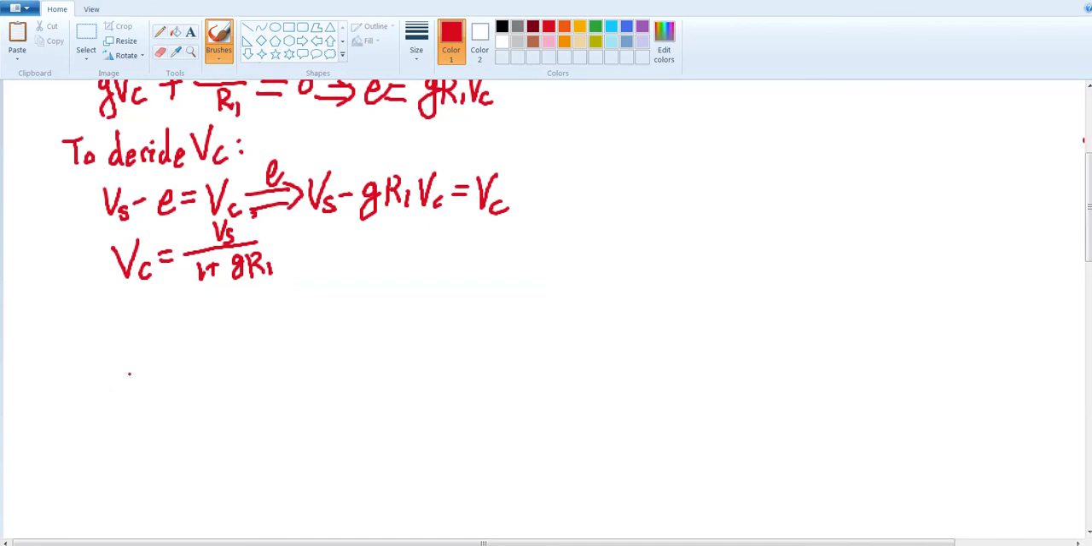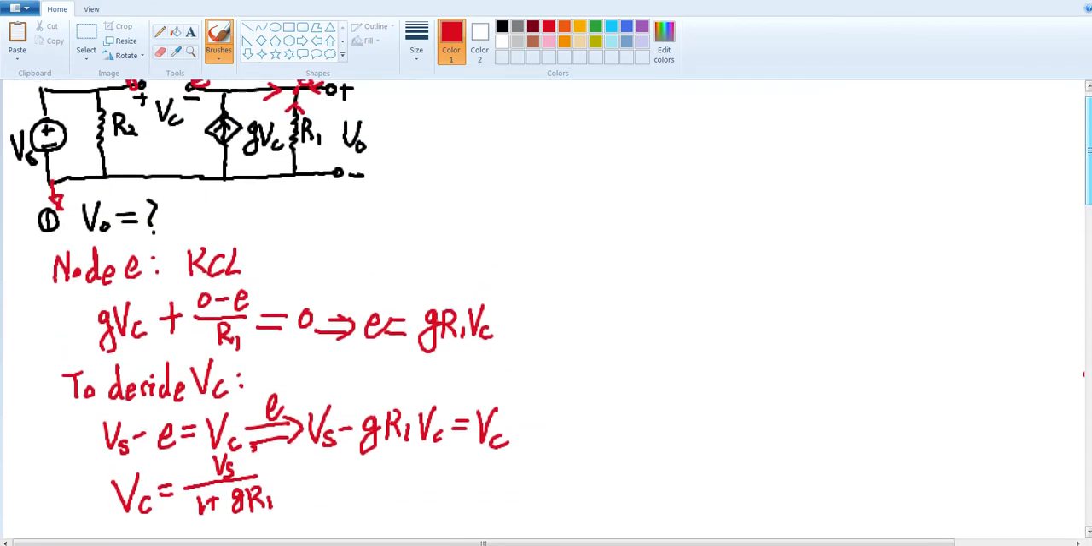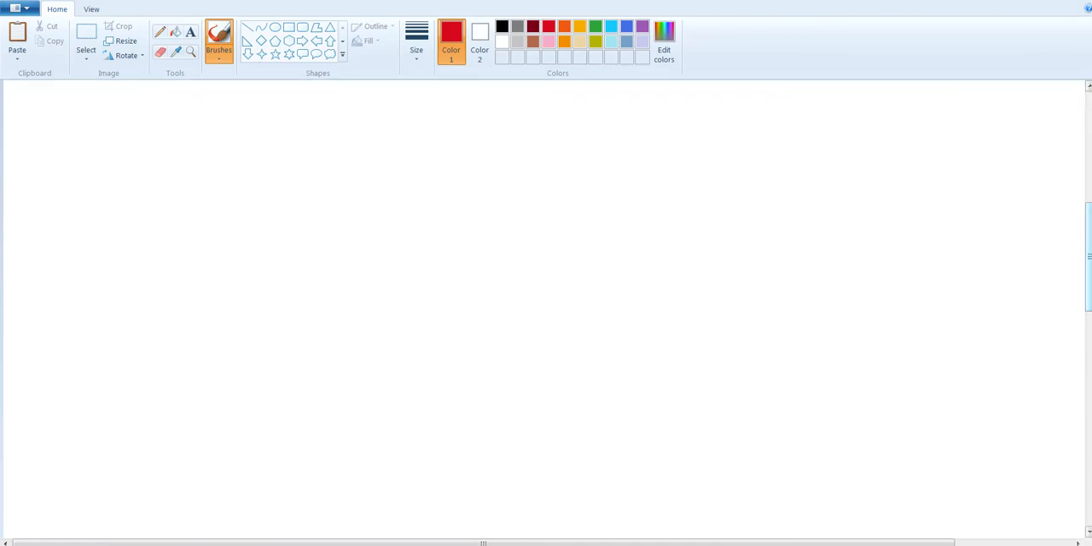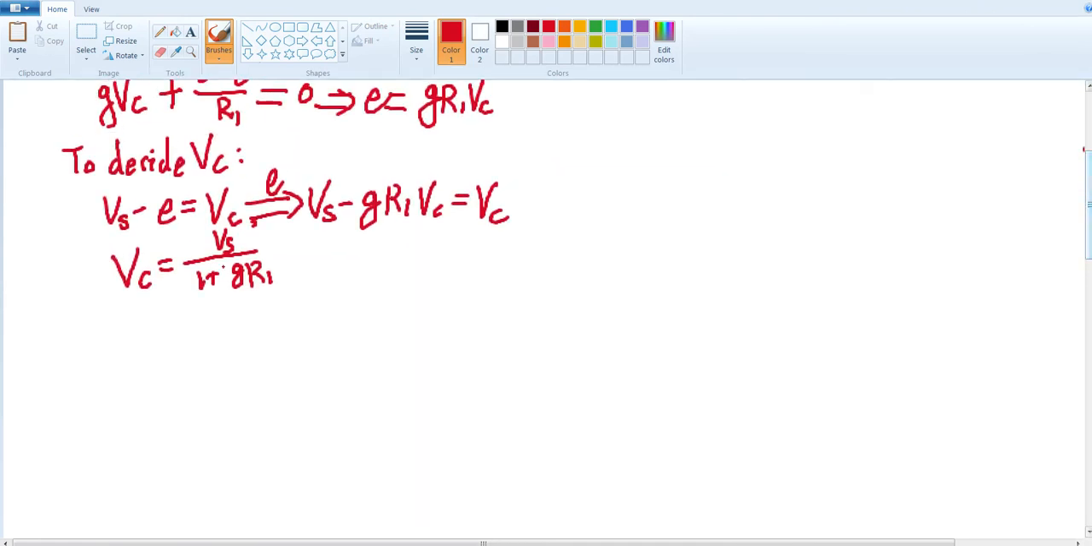So not done yet. We still need to determine what the output voltage is, VO. Now we know what VC is. It's very easy to go from VC to VO because we can easily observe that VO is nothing but this potential that we defined, E. So we have VO is equal to E, and then earlier we decided E is equal to GR1 times VC. That is GR1 times VC.